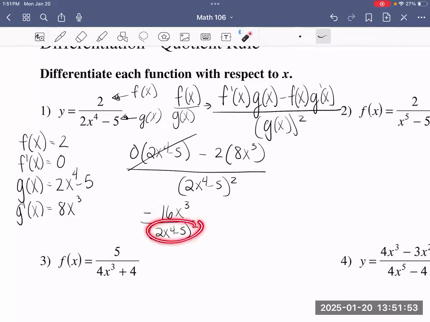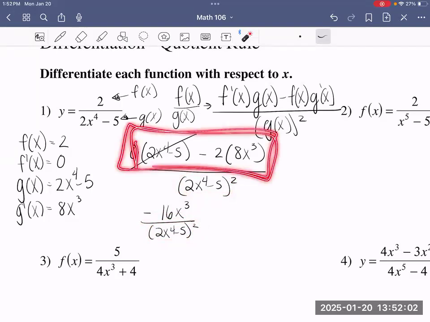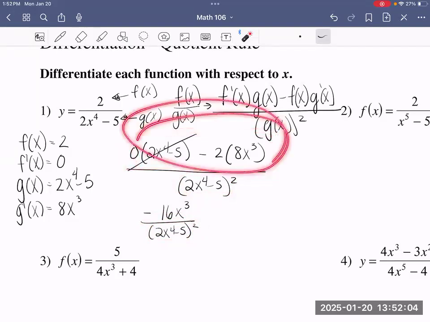Now, if given the option, we do not want to expand this any further. We want to keep it squared. Typically, what we might see in the future is that it might be able to cancel out with something in the top row.